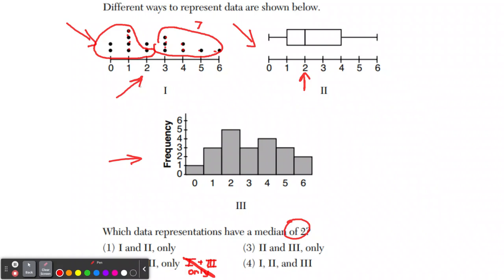But does 3 work? Well, let's look. If you looked at these numbers here, we have 1 for 0. We have 3 for 1. Just look at the chart. You have 5 there. You have 3 there. You have 4, 3, and 2, 2. And if you looked at the data, 3 is in the middle. So it can't be 3. So the only one that works is 1. Remember, the median is the middle number.